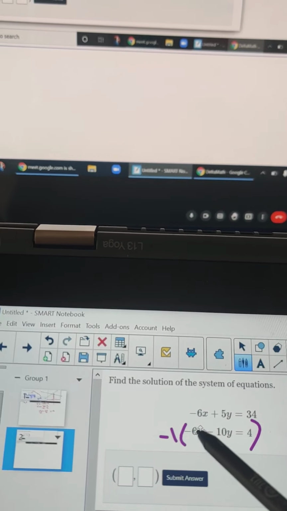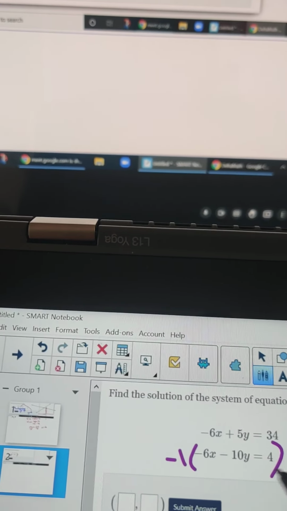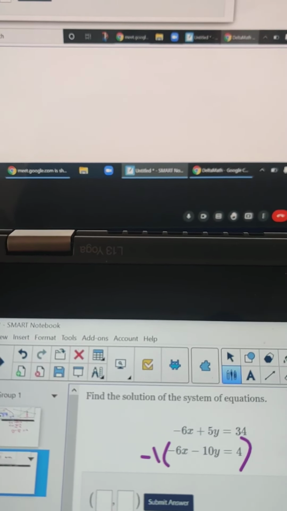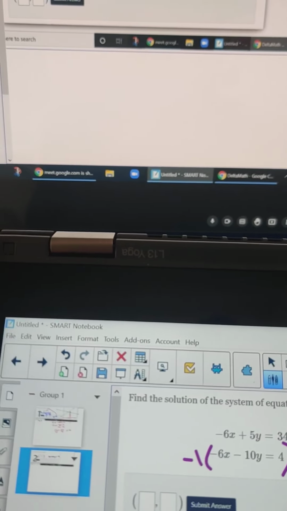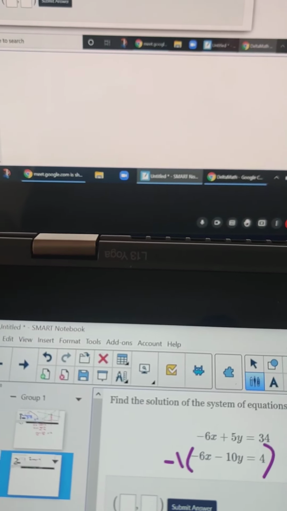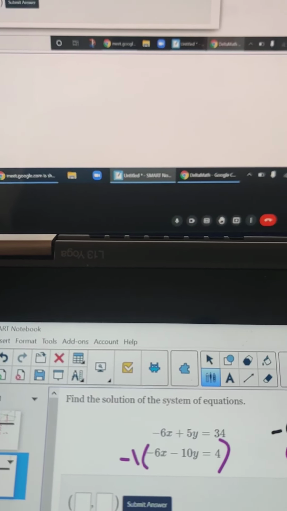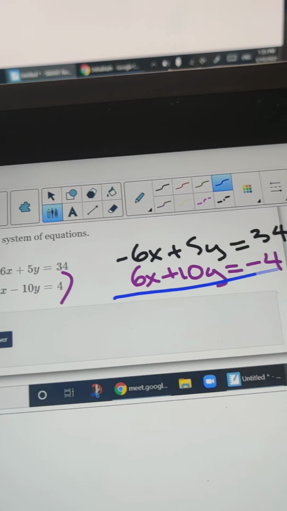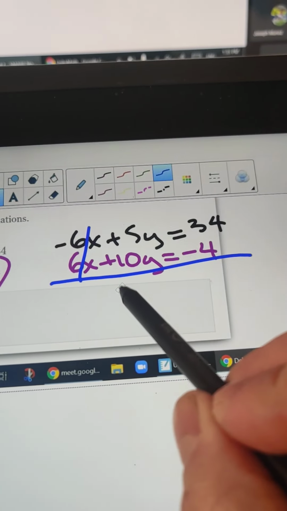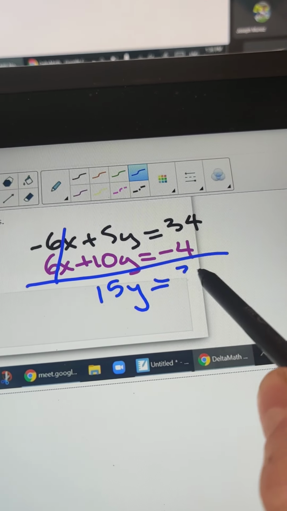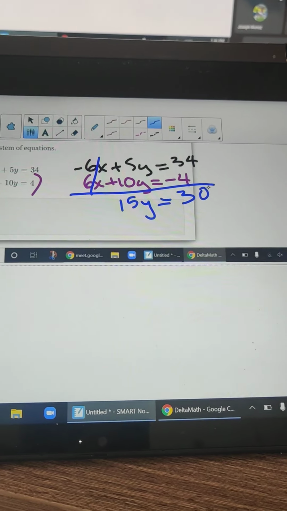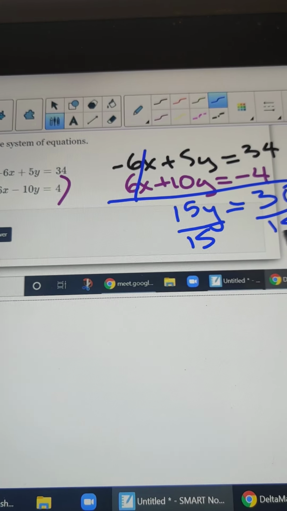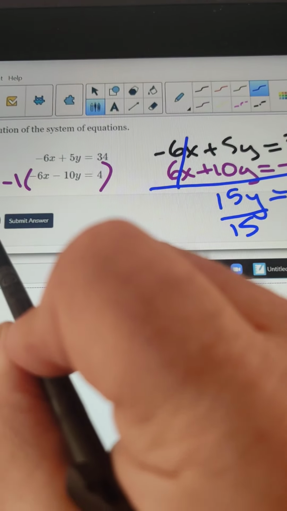And that's going to make this become a positive, and then we'll have a positive and a negative. So if we multiply that by negative 1, we get 6x plus 10y equals negative 4. The other equation I'm just going to write above it, just so I can add nicely, equals 34. I can then add these. This is gone. I get 15y equals 30. Now it looks like these are coming out, and they usually come out to whole numbers, nice even numbers. So if they don't, there's a good chance you did something wrong. And we get y equals 2. So that's going to be this part of the equation.